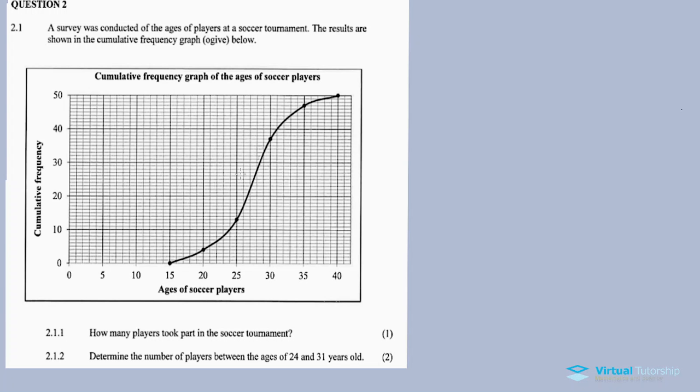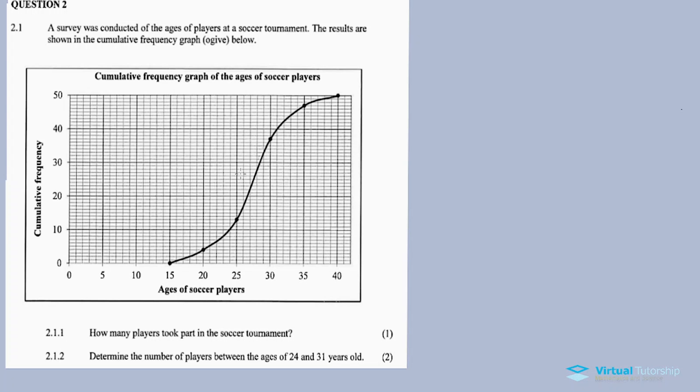Okay, now question 2 for this November 2018 question paper. Our question 2 involves statistics. It's about OGIVEs or cumulative frequency graphs. In the description below you will find links for other questions for this question paper.